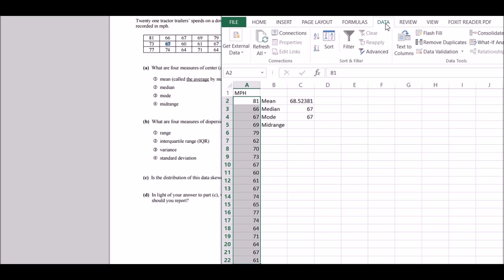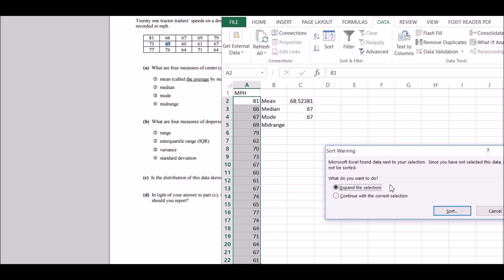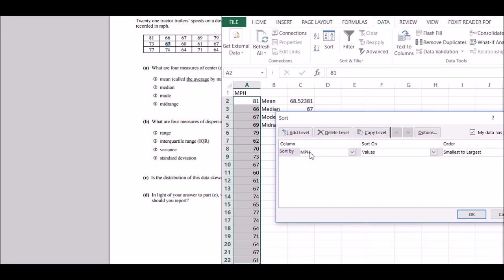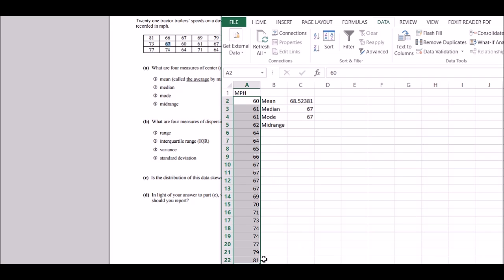Oh, I was actually doing it right the first time. Data, sort. It said expand the selection. I just had to hit continue. Sorry about that. All right, so we're going to sort. We sort by the miles per hour values, smallest to largest. So go ahead, and there we go. Smallest to largest. It ordered it for us.